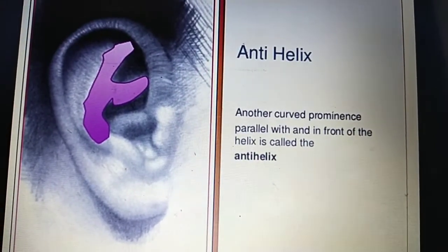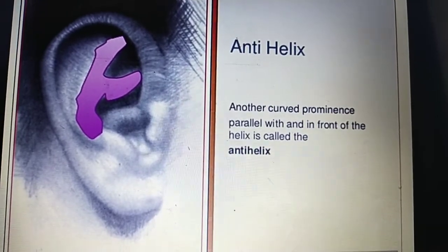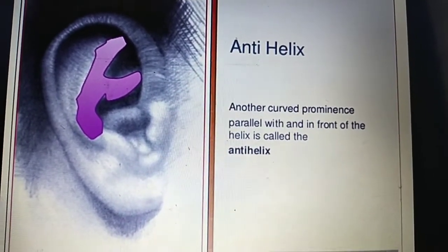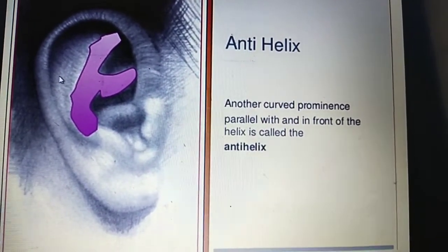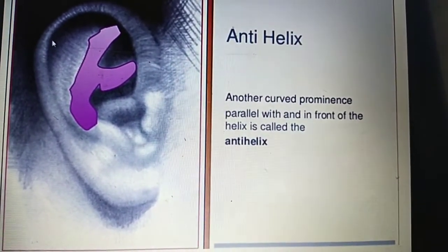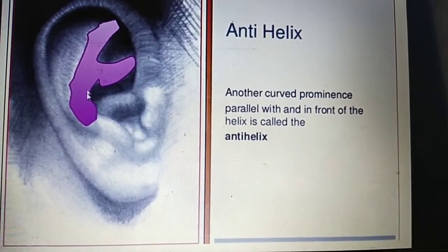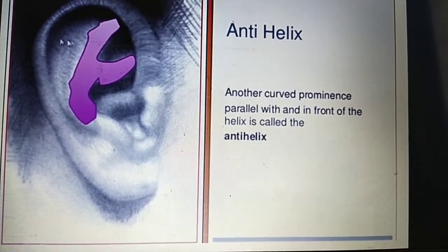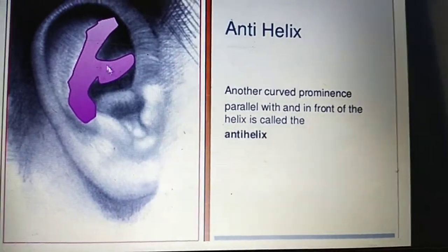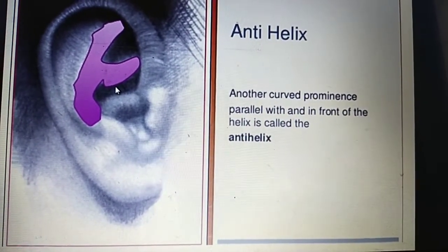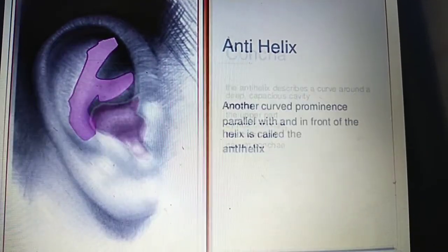Now we can go to the antihelix. The other curved prominence, parallel with and in front of the helix, is called the antihelix. Anti means opposite: it is opposite to the helix, parallel, and also prominent. That's why it is called the antihelix. You can go for the next slide.